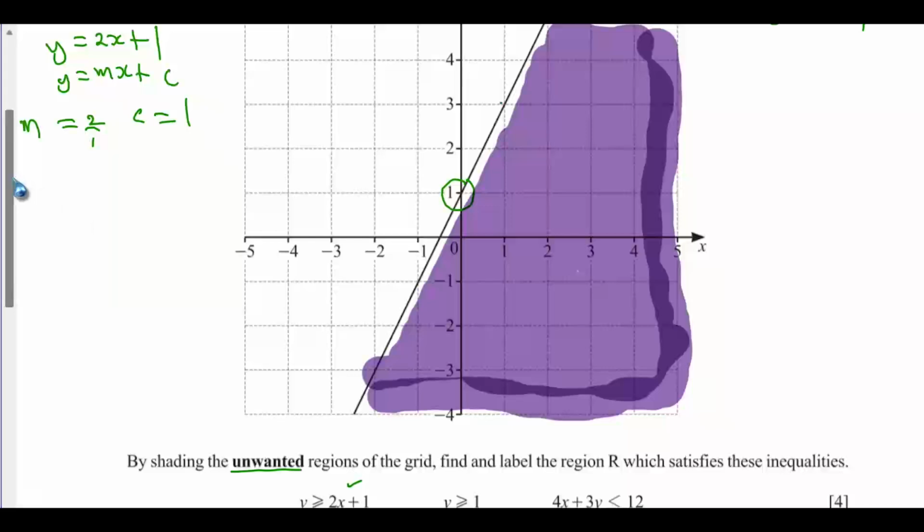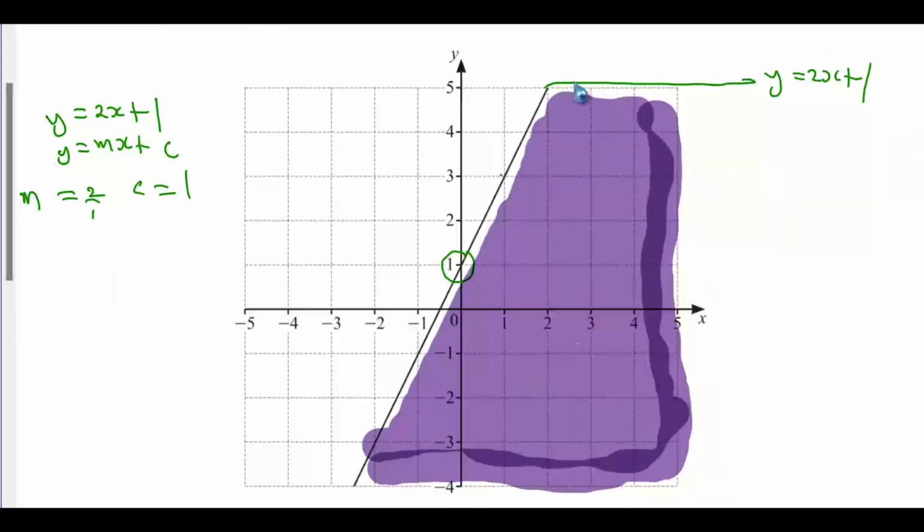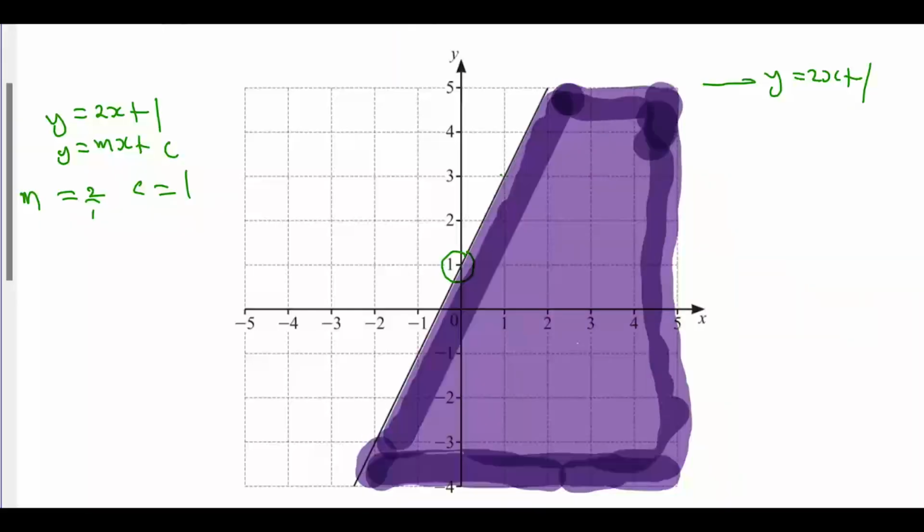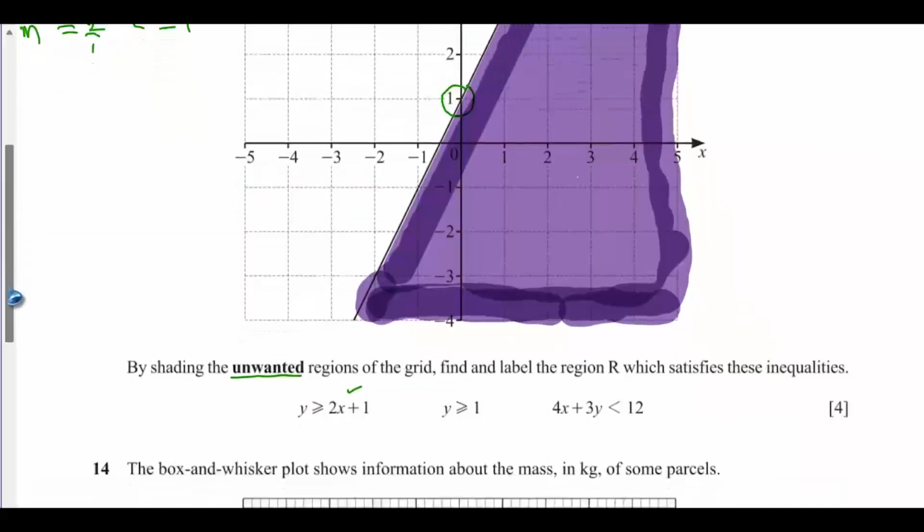Okay, so let's scroll up and see the other part. We still need to shade this, like this. So we have shaded the unwanted region in y greater than or equals to 2x plus 1. So let's go to the next inequality.